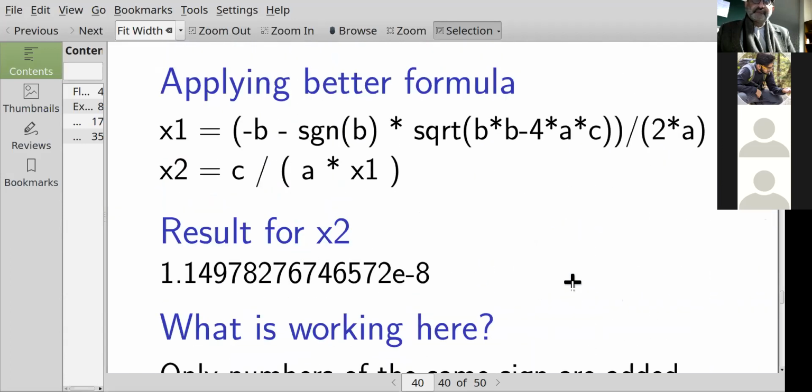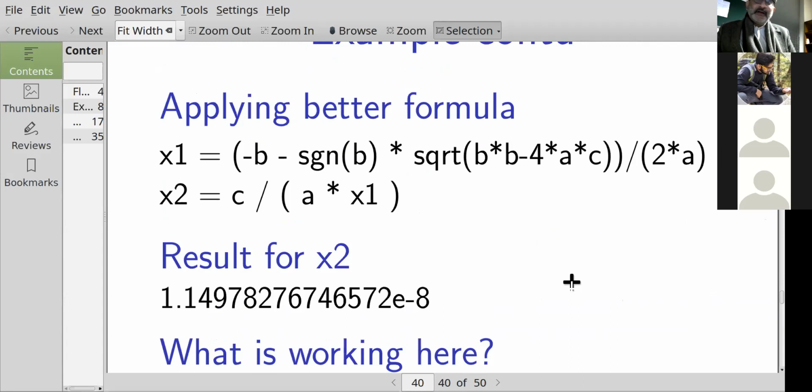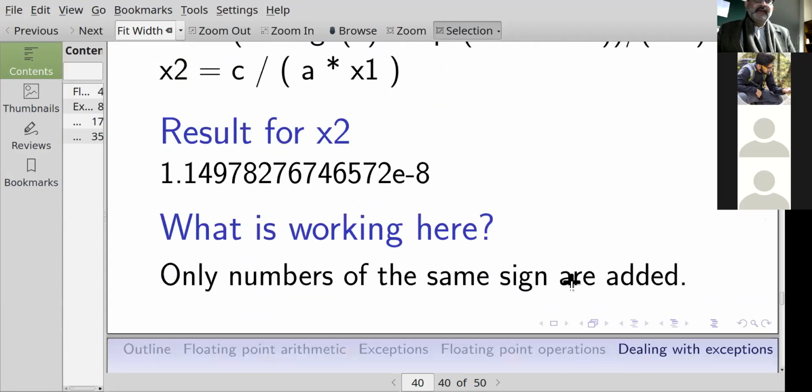Okay, so at least one thing that you should learn from this course is just don't always apply the same formulas that you learned. Their numerical implementation may actually lead to issues.